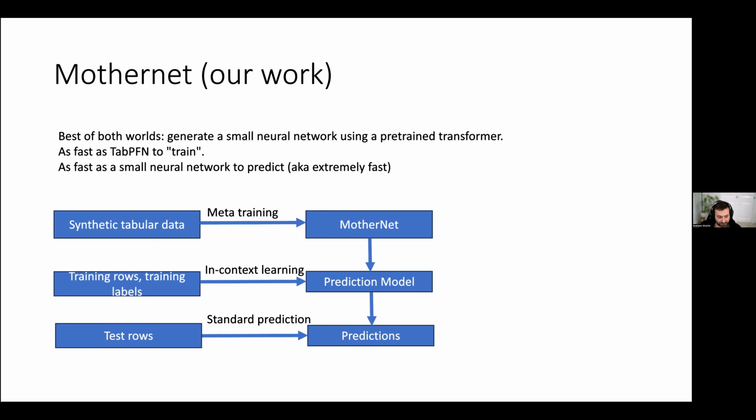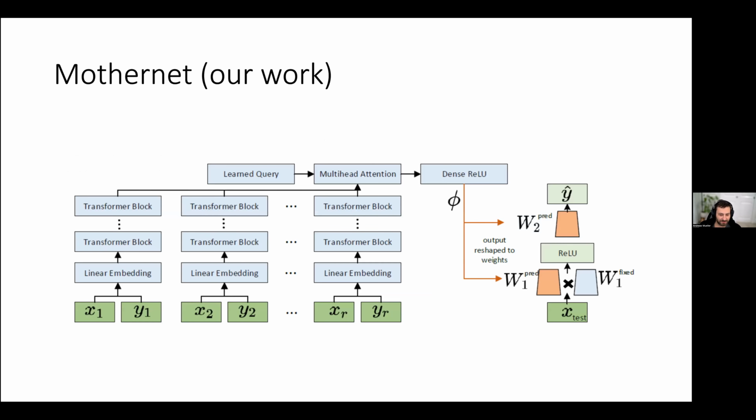I'll spend most of my remaining talk on this slide, which is the architecture. Unfortunately, I didn't have time to make many more slides to give you all the details. On the left-hand side, you have the transformer blocks, which are essentially the same as in TabPFN. You have your training samples, X's and Y's. They get linearly projected into an embedding layer, which is usually 512 dimensions.